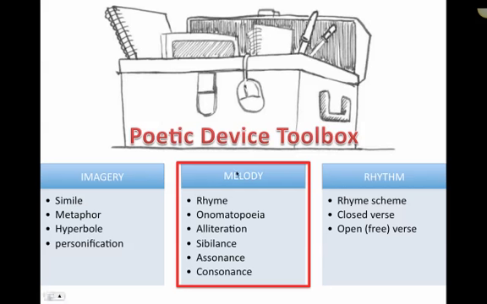Okay. In this video segment, we're going to be talking about the tools in the melody section of the Poetry Toolbox. Melody has to do with the way words sound. So words that rhyme, onomatopoeia, which we're going to talk about in a minute, alliteration, sibilants, assonance, and consonance. These are some of the tools in the melody toolbox which affect the way the words are said, the way they sound, the way they roll off the tongue.